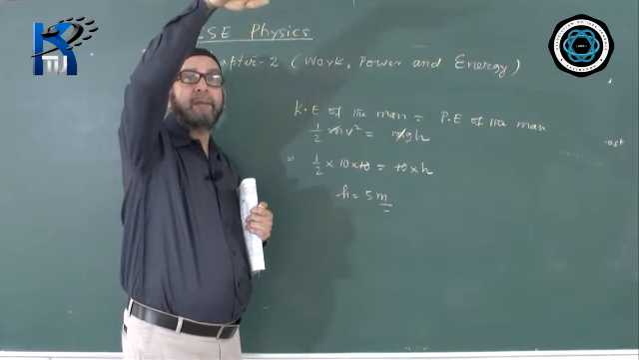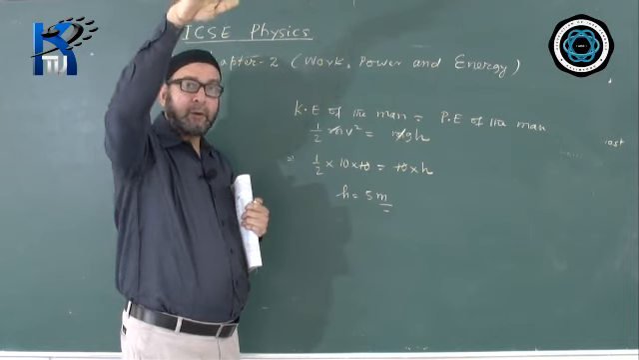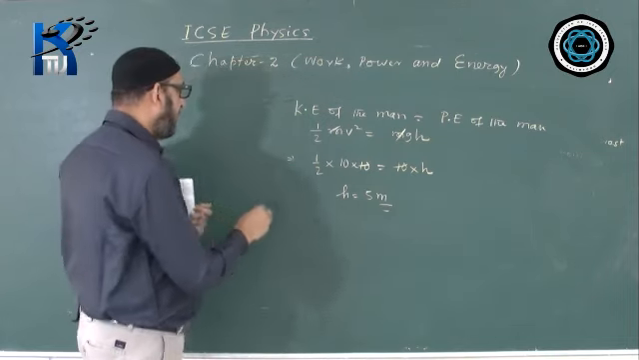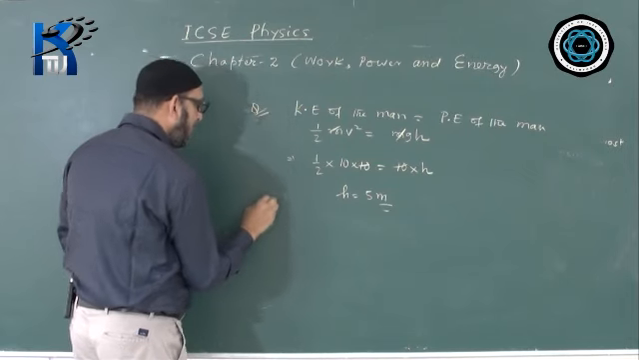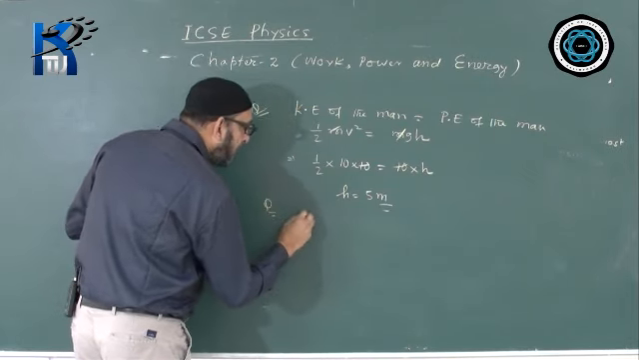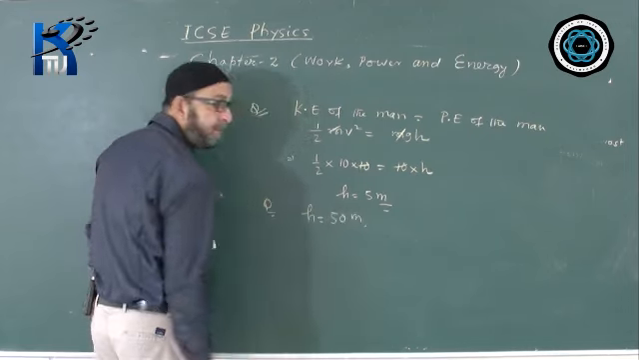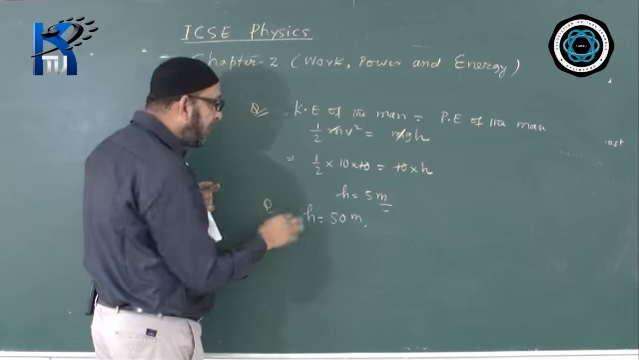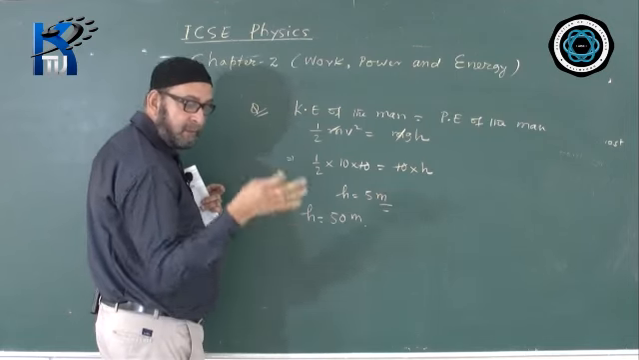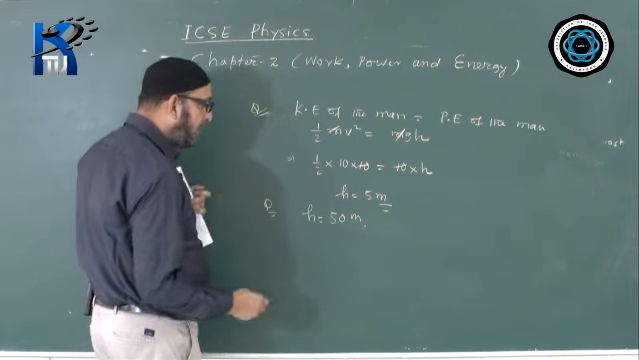In the same way, the question says something is falling from some height. Water is falling from some height, maybe 50 meters. What will be the velocity of the water on reaching the ground? How to find that? The height through which the water falls is, for example, 50 meters, and you have to calculate the velocity of the water just before reaching the ground, or the velocity with which the water hits the ground.